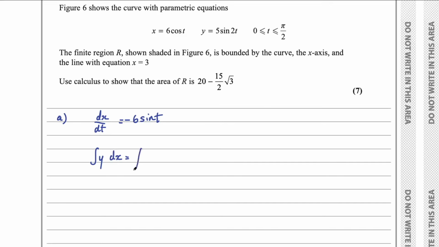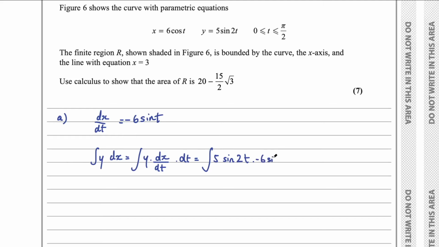Another way of writing this is the integral of y times, if I introduce a dt on dt here, this would be dx on dt times dt. So essentially multiplying by 1, dt on dt. And this would be equivalent to, or another way of writing it is, well, let's insert y. Y is 5 sine 2t. So the integral of 5 sine 2t multiplied by dx on dt, which we just found, negative 6 sine t. And then we have that dt on the end.